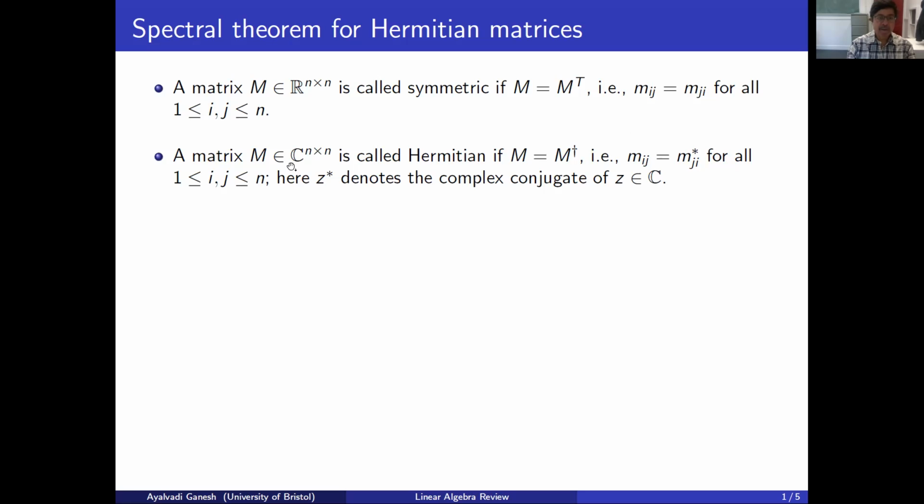And very similarly, for complex n by n square matrices, we call a matrix Hermitian if it's the same as its Hermitian conjugate, M dagger, which is defined as follows. This is the transpose with a complex conjugate. So M is Hermitian if the ijth entry is the same as the complex conjugate of the jith entry. The star here denotes the complex conjugate.